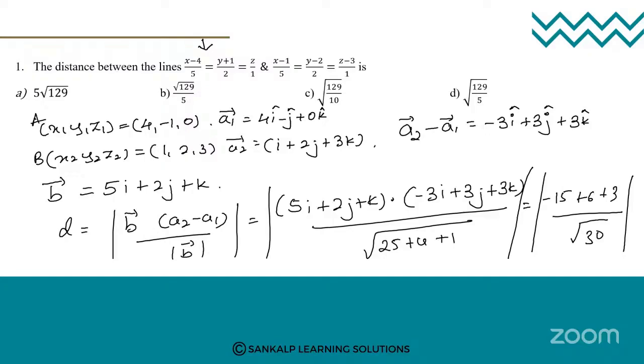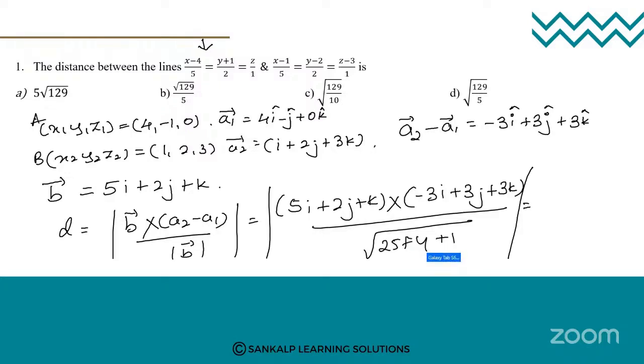This is cross product. B cross A2 minus A1. This is root 30. Okay. Cross product, B cross A2 minus A1.